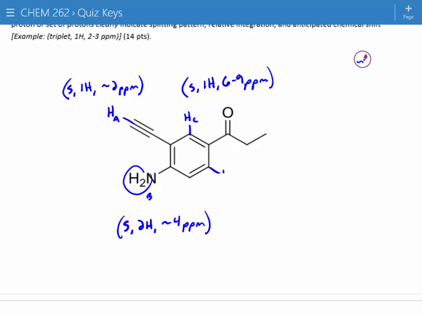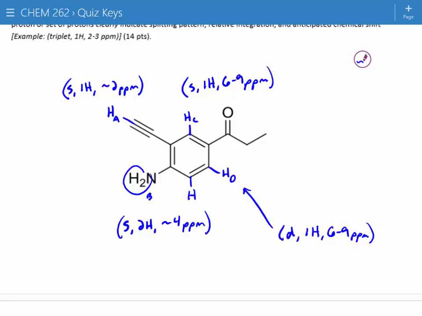What about HD down here? How many 3-bond neighbors does it have? 1, so it should be what? Doublet, exactly. So I'm going to draw an arrow to this one. It should be a doublet. It should be 1 proton. It should also be 6 to 9 ppm because it's aromatic, just like HC.